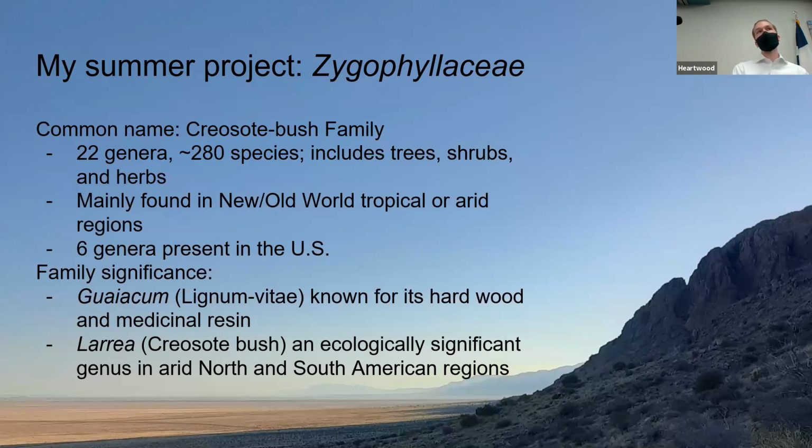And here in the US, we only have 6 genera, of which we have 4 genera and specimens at the Mercer Botanic Center. And just a little bit of significance for this family. One genus, Guaiacum, is particularly known for its hard wood and medicinal resin. It's one of the hardest woods in North America. And Larrea is an ecologically significant genus in North and South American arid regions, which is partly why I'm doing my project on it.